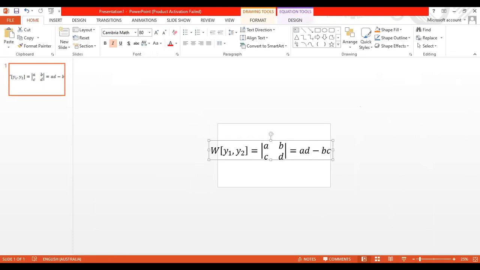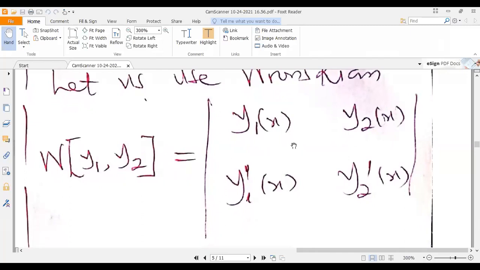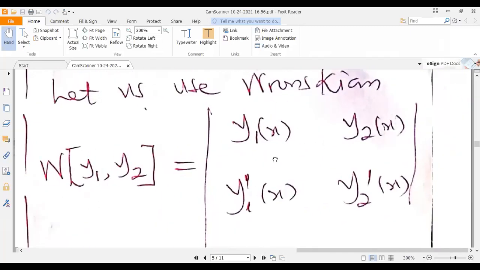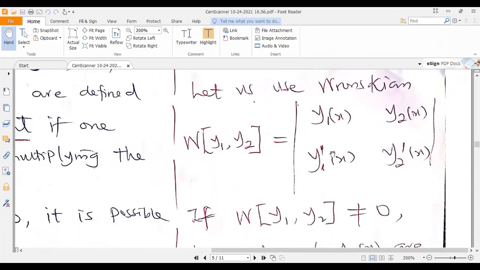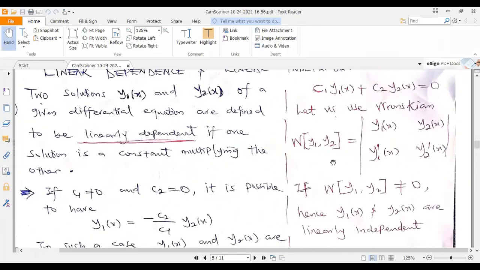Now let's go back to the problem we are solving. Then we now focus on the determinant. What is the determinant here? Who can tell me the determinant here? It is y1 multiplied by y2 prime, minus y1 prime multiplied by y2. Thank you very much for that correct answer.